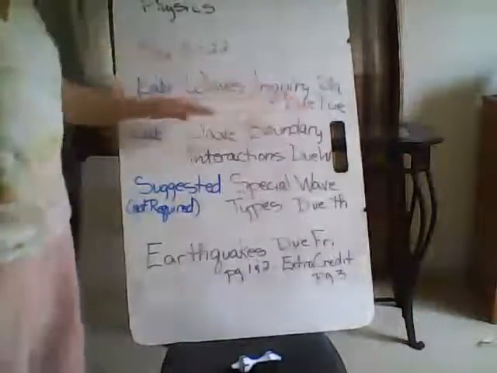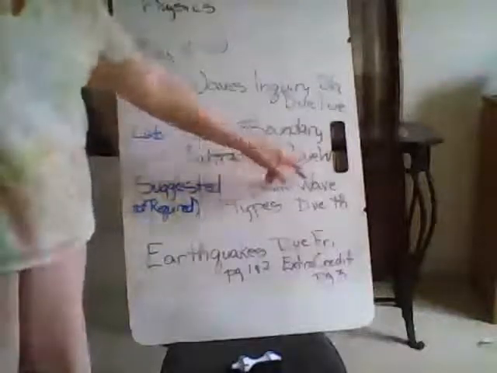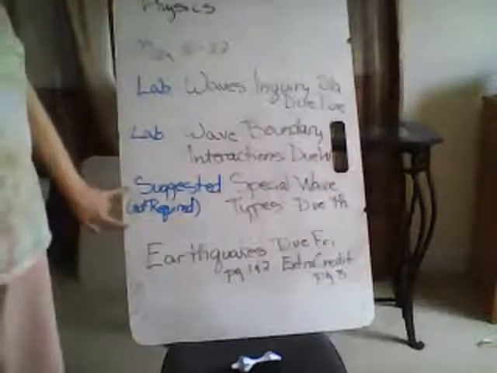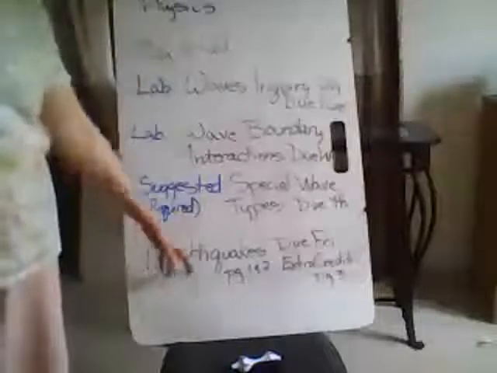All right, so let's get to what's happening this week. We have the waves inquiry stations that were due. We have wave boundary interactions that were due on Wednesday. And then this was a close reading. This was not required. It was about different wave types. I think it's an important part of understanding waves, but not an expectation. And then the one that's due today is about earthquakes. And that's what we're going to cover today, is earthquakes as much as we can. So do we have any questions yet?